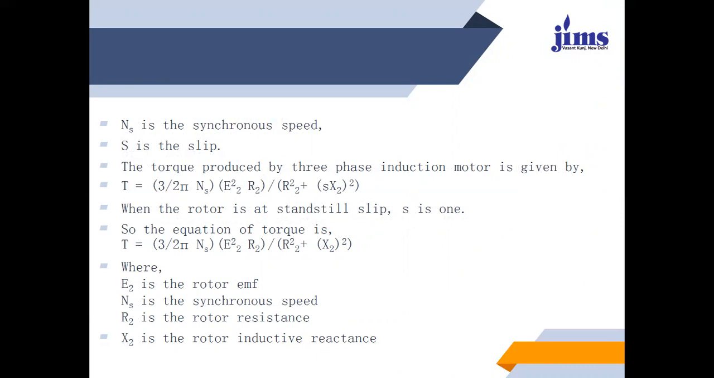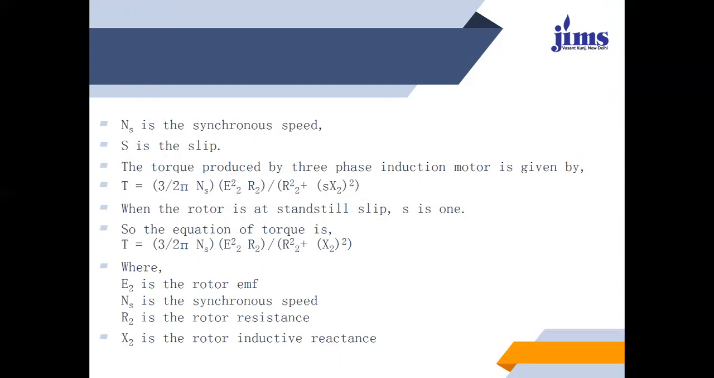When the rotor is at standstill, slip s is equal to 1, because ns minus nr, both are equal, the rotor speed n equal to 0. So ns upon ns equal to 1. So the slip at standstill is equal to 1. So the equation of the torque is converted with slip equal to 1.